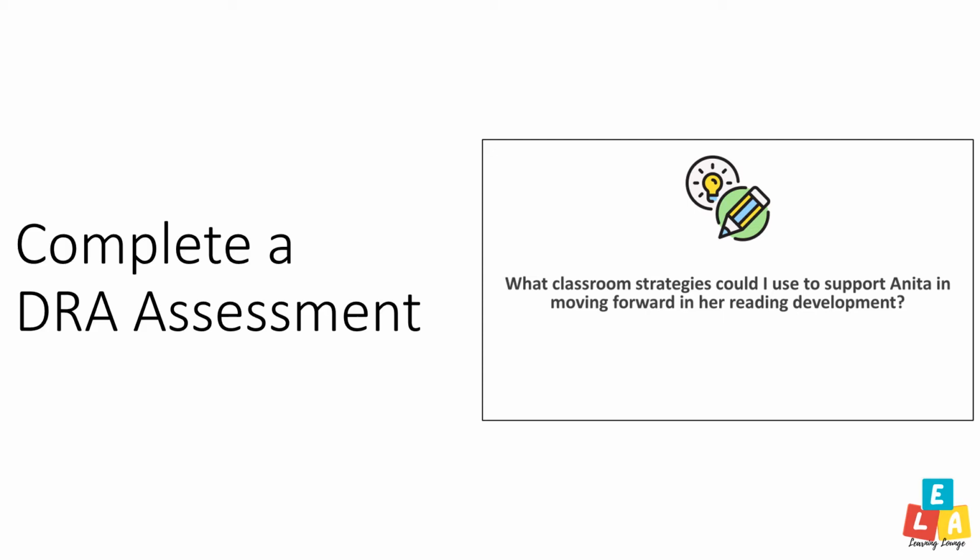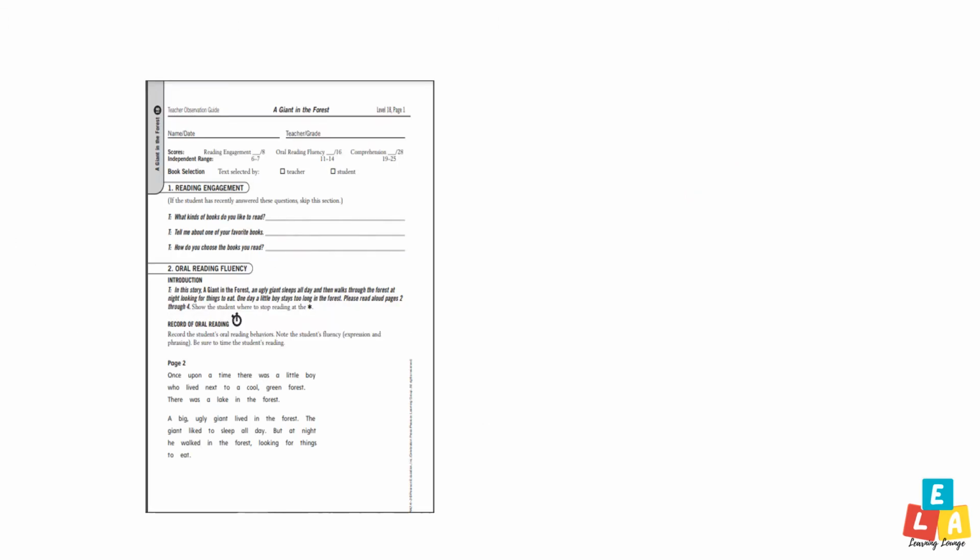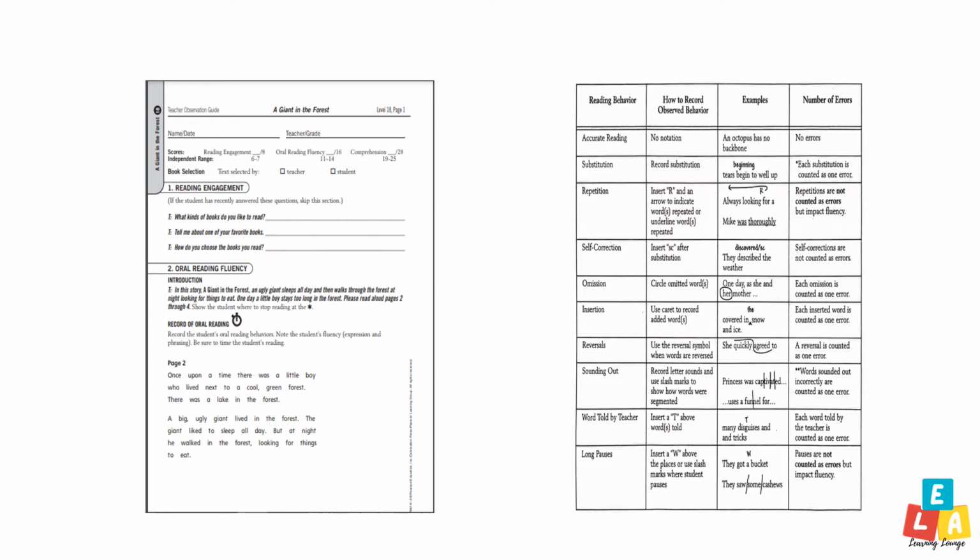Now let's look at what materials we will need to be able to practice completing a DRA assessment. To complete this section, you will need a copy of the Teacher Observation Guide for Level 18, A Giant in the Forest, as well as a copy of the Oral Reading Fluency Guideline Chart. These documents can be found within your school's DRA Toolkit or in the accompanying resources found on the ELA SharePoint site for this learning module.